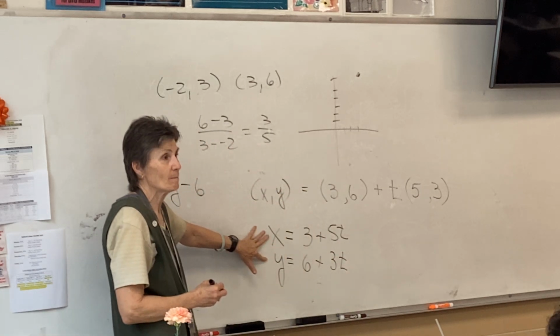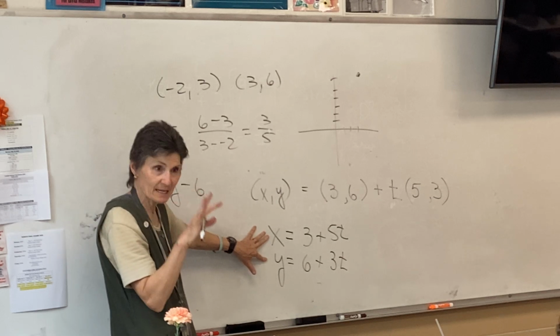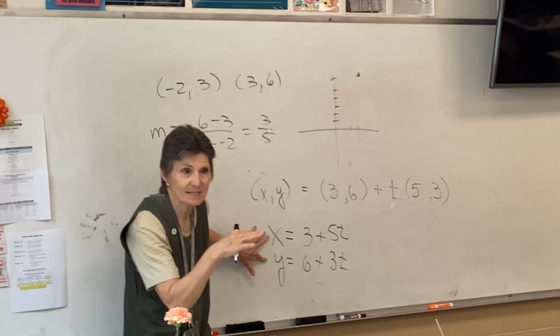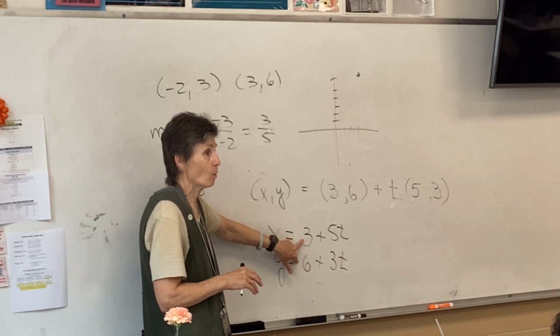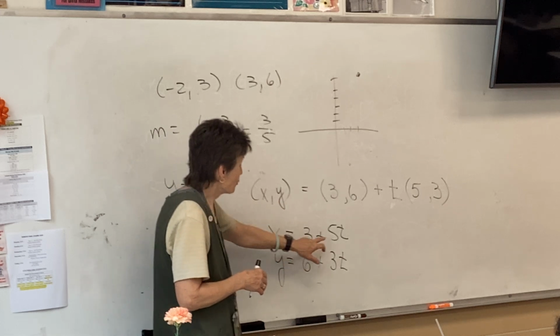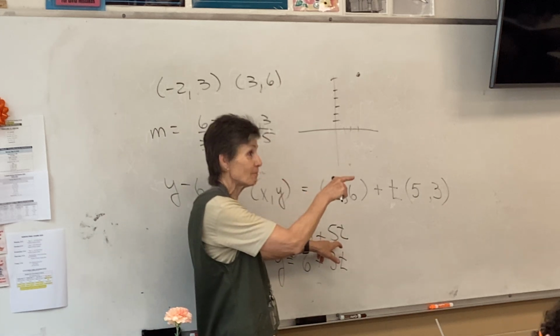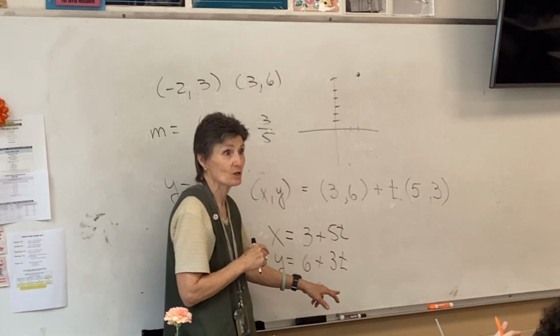These are called the parametric equations. You're looking at x and y as individual pieces, but it's the same as it's always been. You have an original starting point at x is 3, y is 6, 3 comma 6. You're going positive 5 in the x direction and positive 3 in the y direction.